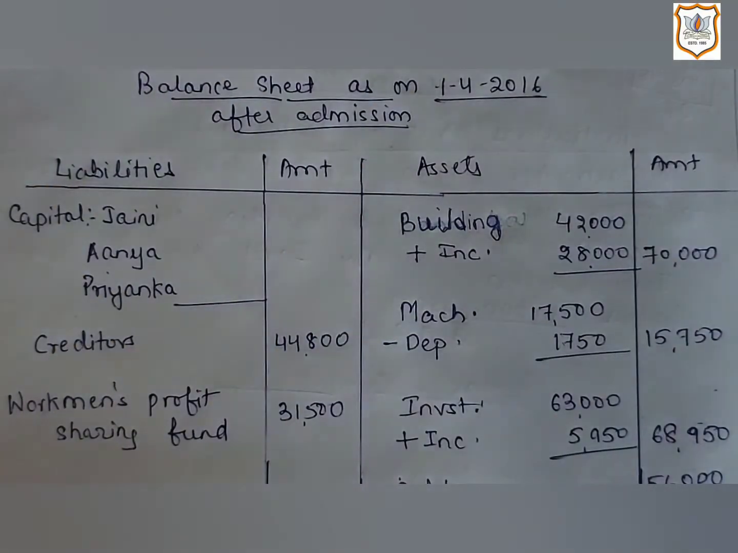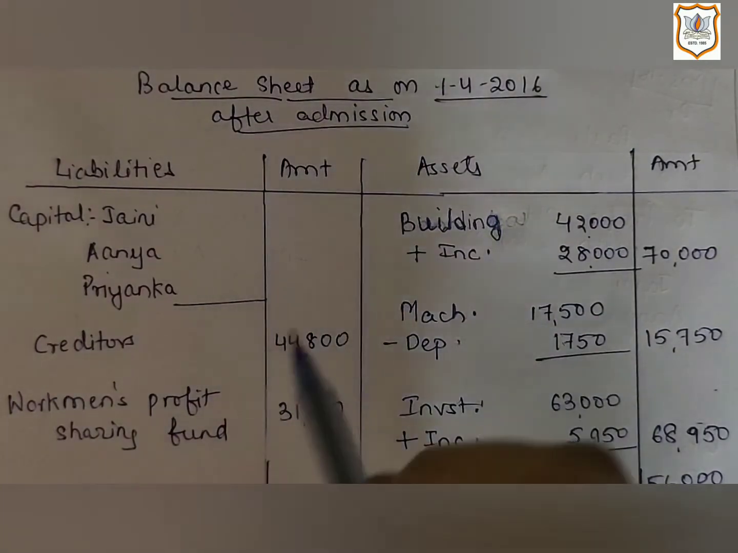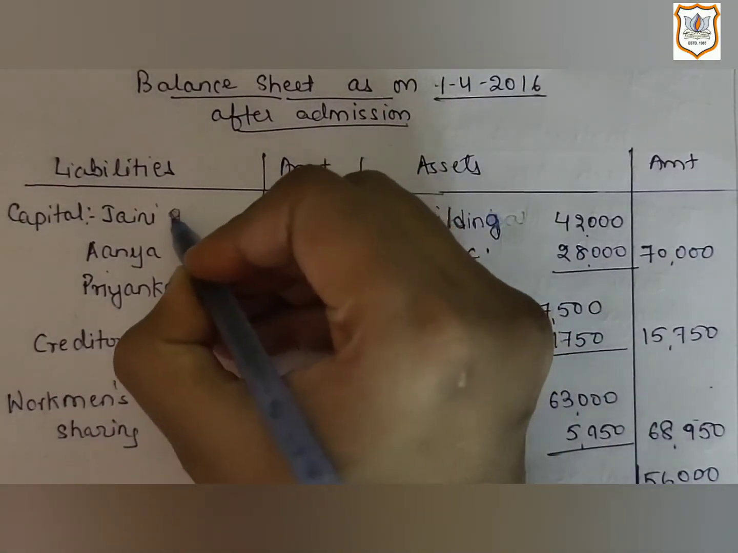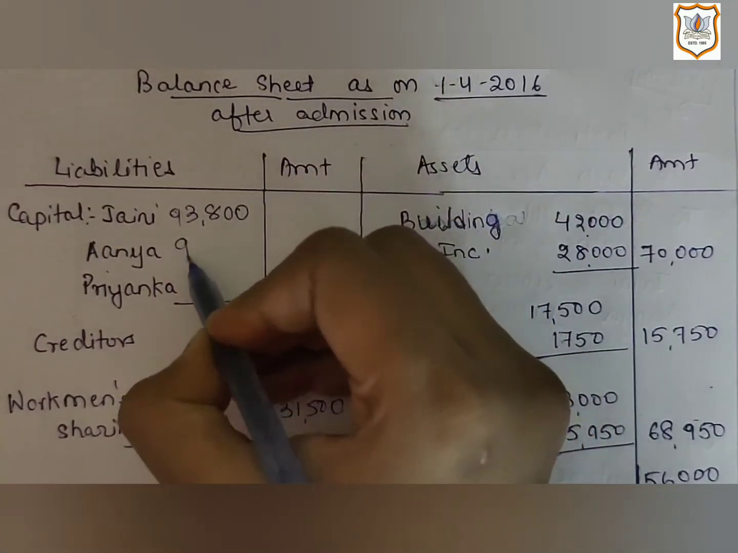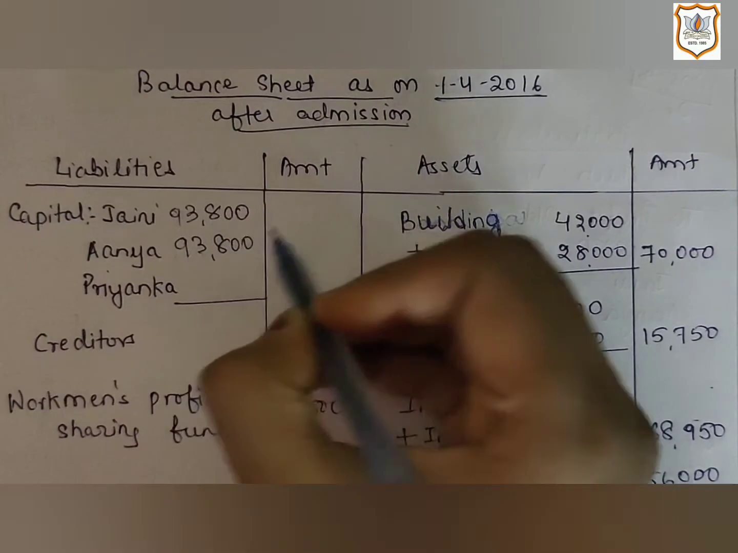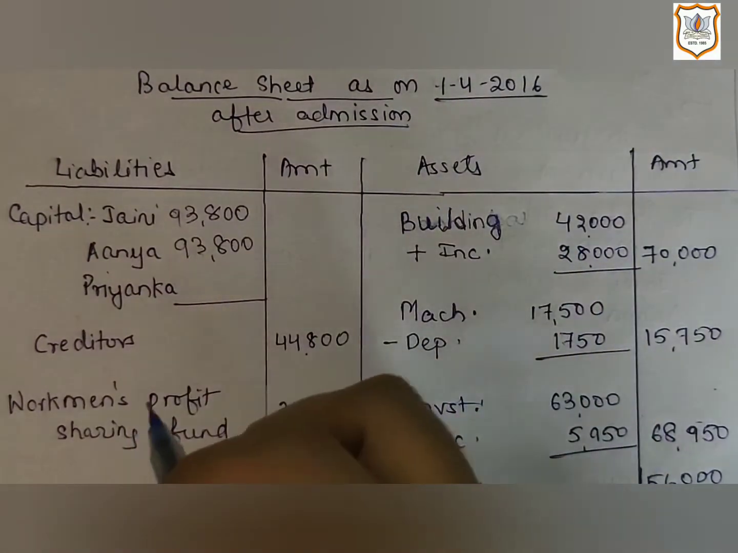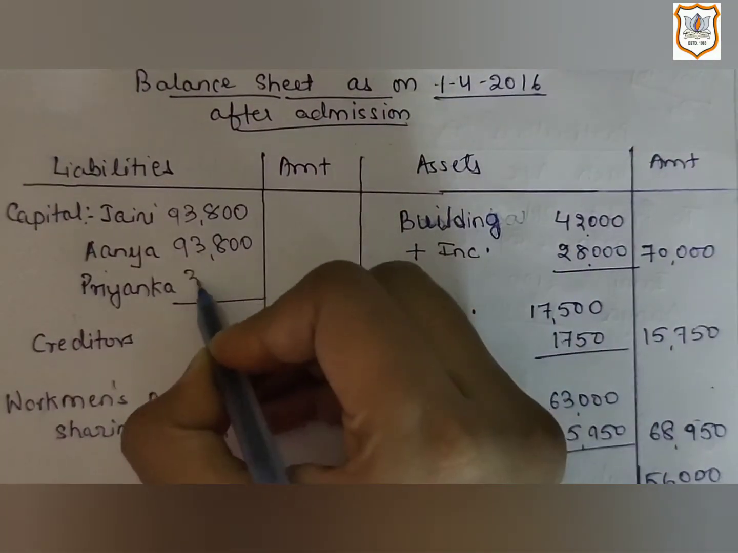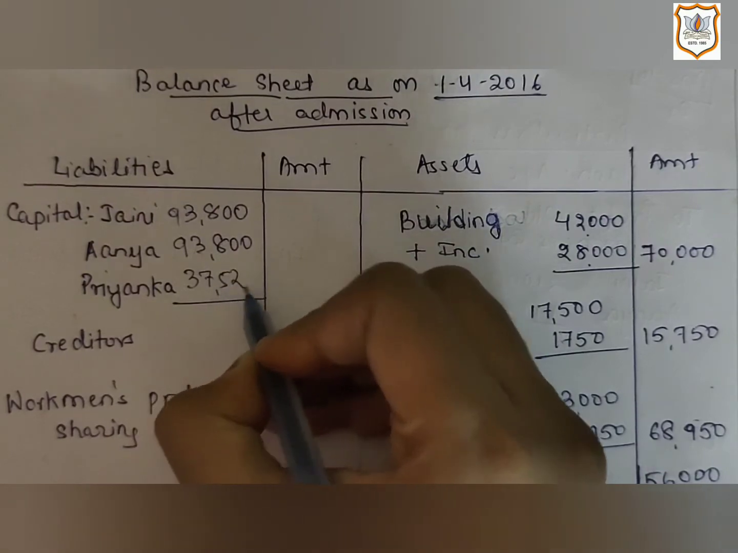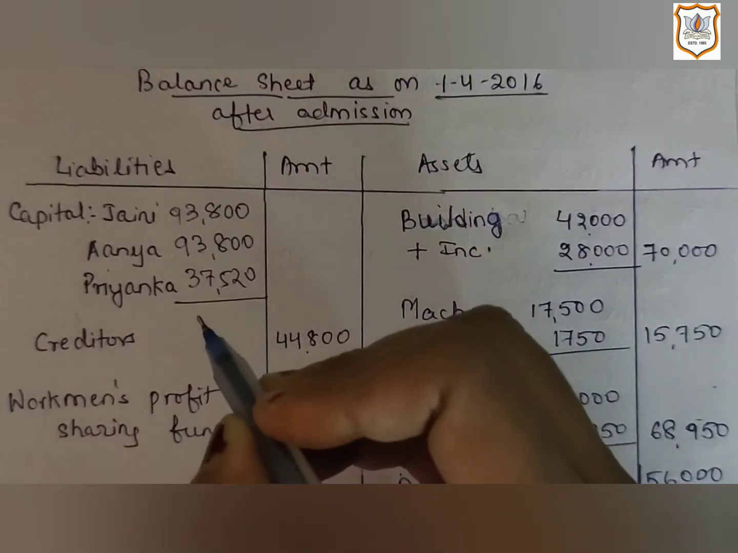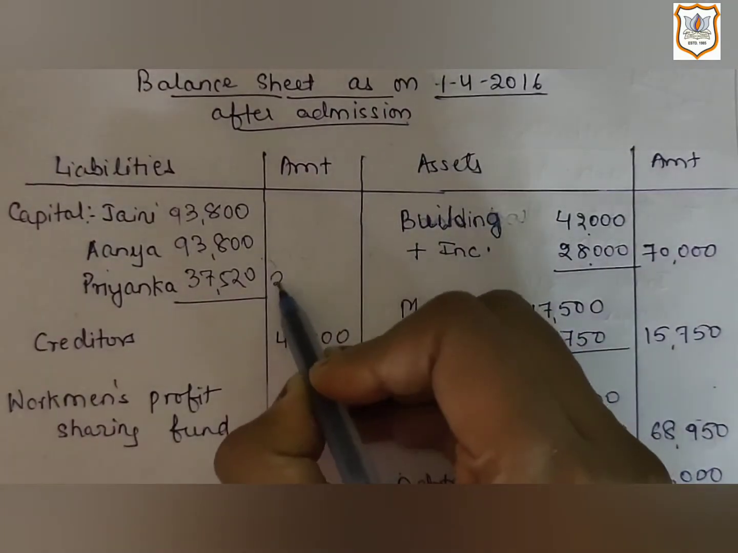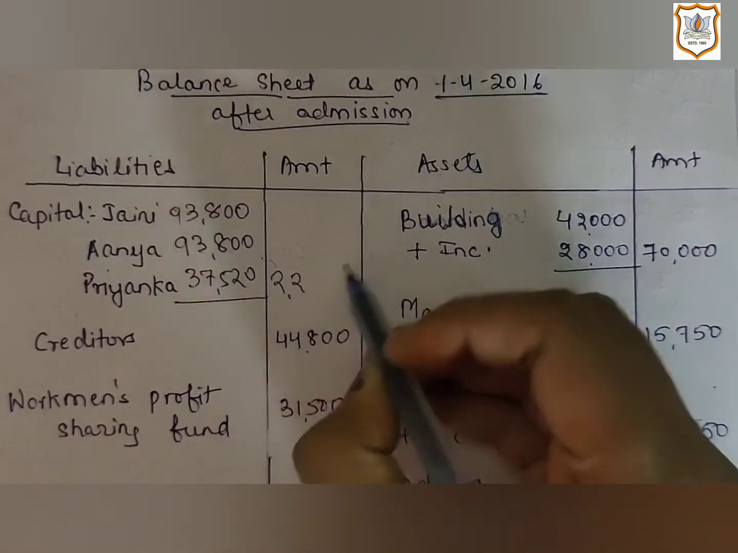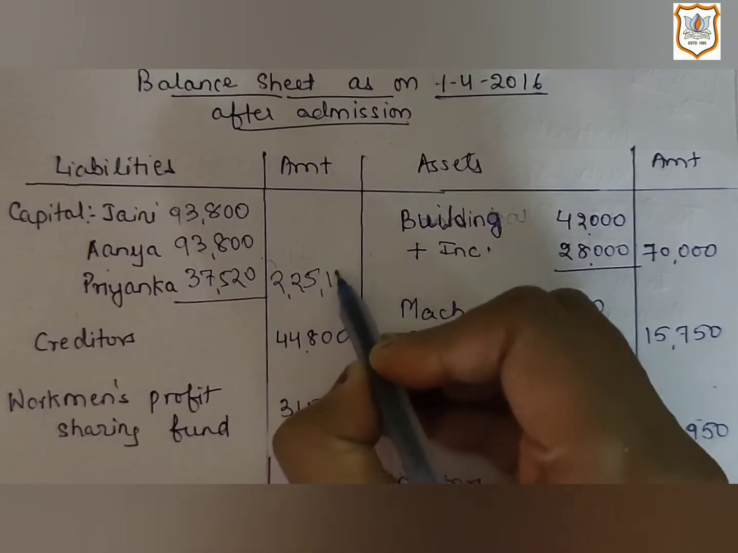And now we will show the capital of each partner in the balance sheet also. 93,800 is Jenny's capital, 93,800 is Anya's capital, and 37,520 is Priyanka's capital. And the total of capital is 2,25,120.